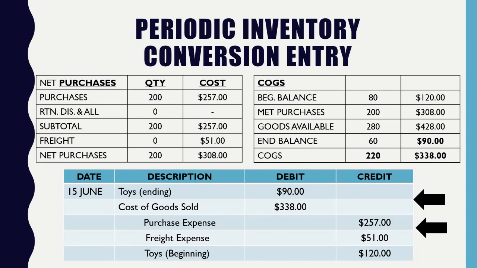And then lastly, we also have to do our conversion, which is the same thing. We've already calculated the work, so all we need to do is pull the pieces of information into our journal. So again, ending inventory, we already knew it was 90. Our cost of goods sold was 338, and then our purchases expense was 257, plus our $51 of freight. And then lastly, we need to include our beginning inventory, which was $120.